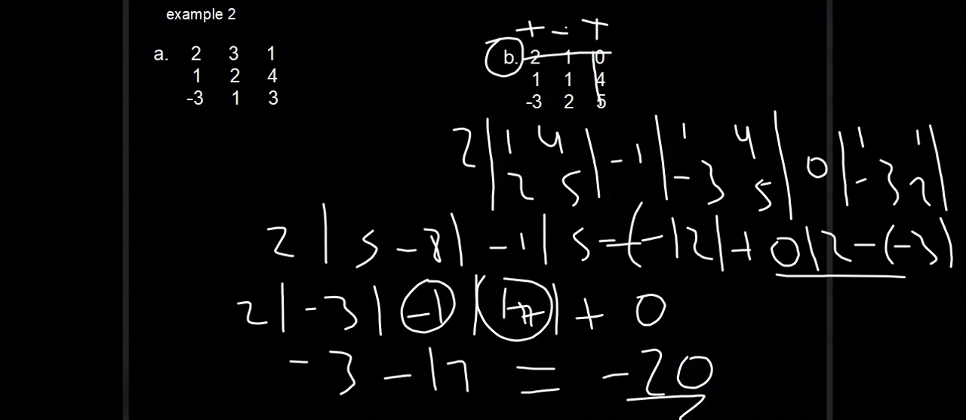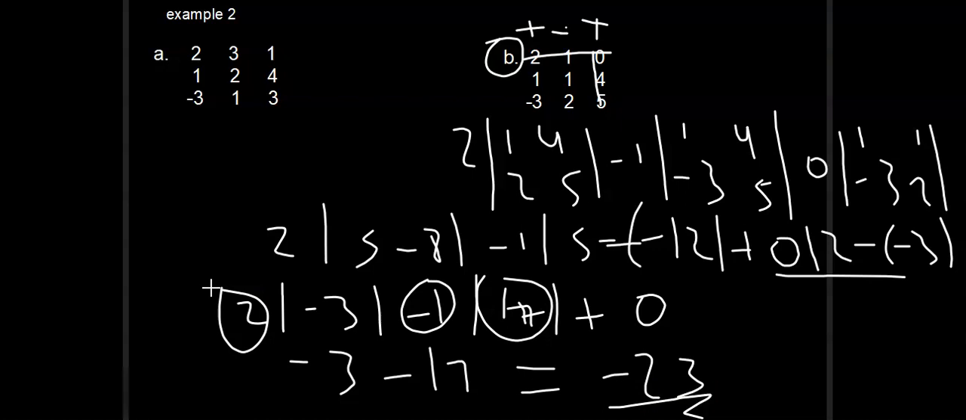So this is my last answer. Actually, no, I made a mistake, because 2 times negative 3 is negative 6. So negative 6 minus 17 is negative 23. I'm so sorry, guys, for my mistake. This one is negative 23, and this is my last answer. I don't know why I missed it. My bad, but my answer is negative 23.